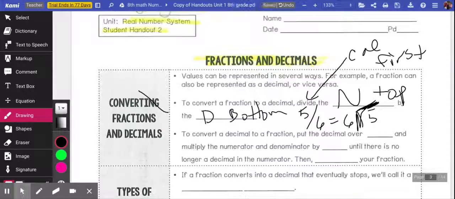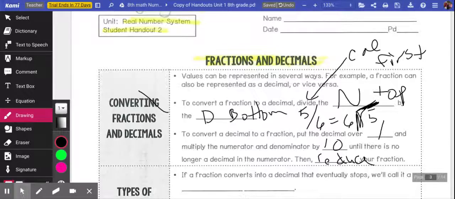Okay, so then to convert a decimal to a fraction, there's different ways to do it. You can put the decimal over 1, this is confusing, and multiply the numerator and denominator by 10 until there is no longer a decimal in the numerator. And then you just reduce your fraction or simplify it. So I've never really done it that way.